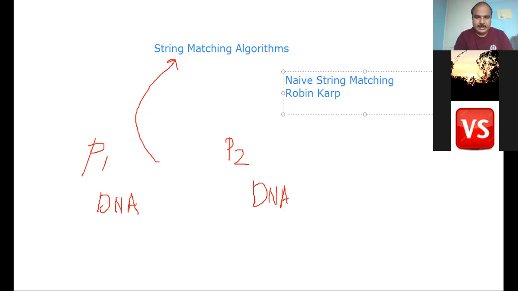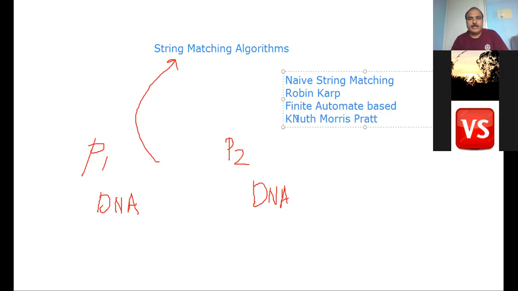Then the next is finite automata based string matching. Then we have Knuth-Morris-Pratt string matching algorithms. So these are the algorithms we are going to study in this chapter. Please make a note of all this. I'm going to discuss the algorithms one by one.